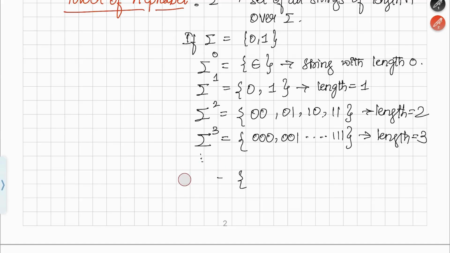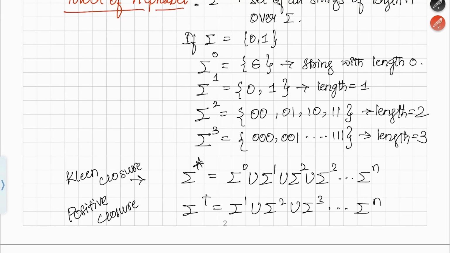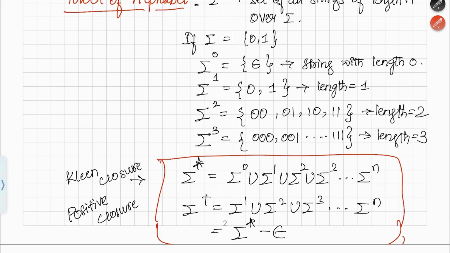One more very important topic: sigma star is equal to sigma 0 union sigma 1 union sigma 2 union sigma 3 and so on till sigma n. This is called Kleene closure. Another topic is positive closure, which starts from sigma 1 union sigma 2 union sigma 3 and so on till sigma n. So positive closure is equal to Kleene closure minus epsilon, since sigma 0 is not included. This is very important. You can write it as sigma star minus epsilon. So this was about the power of an alphabet.